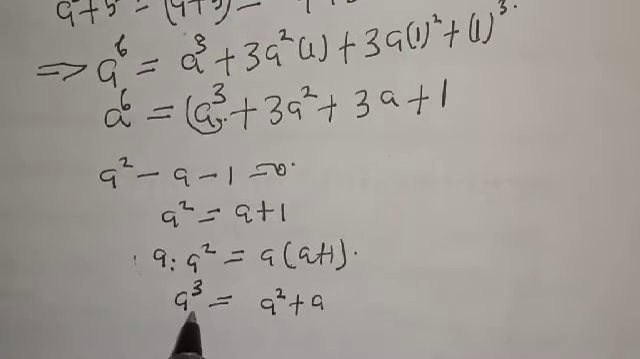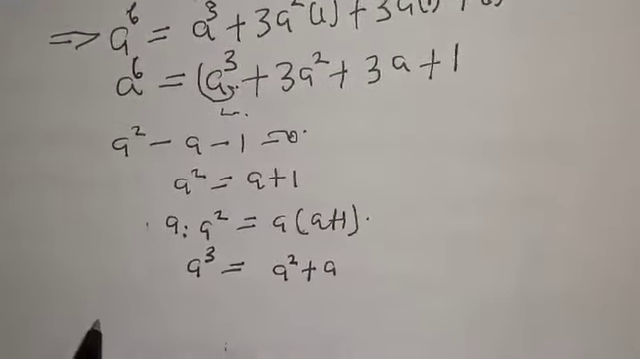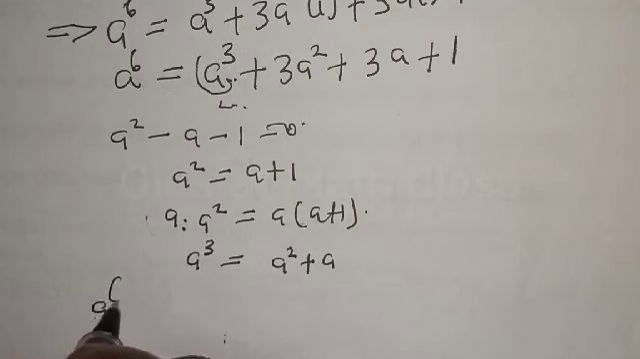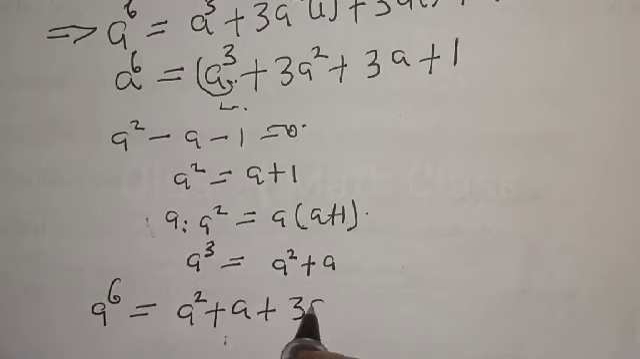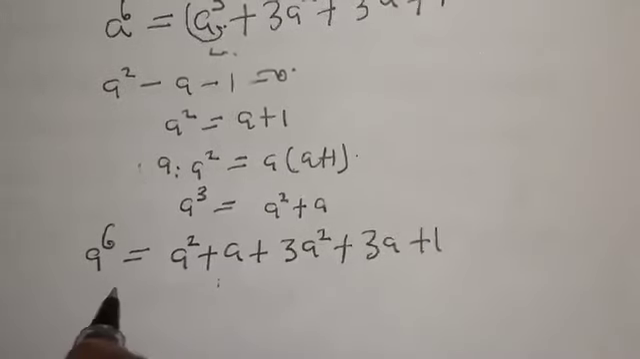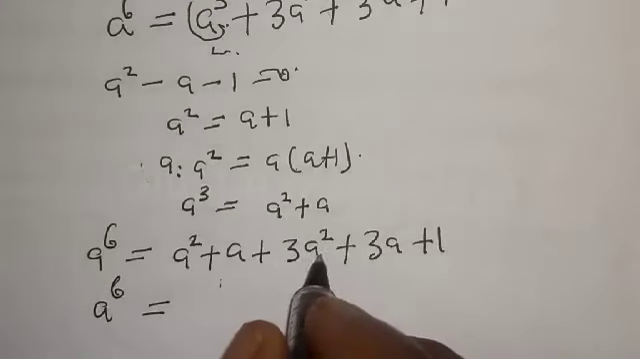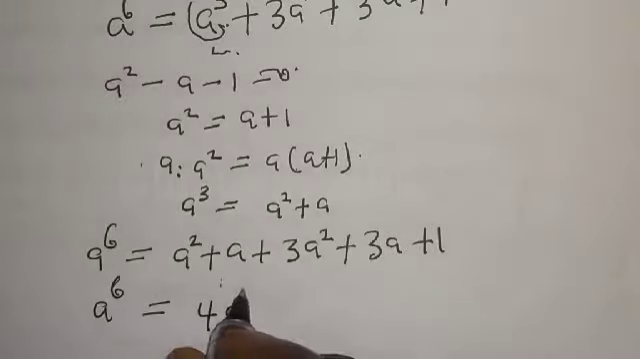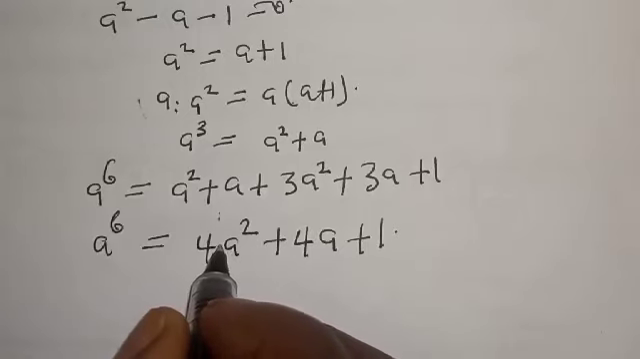Now let's substitute a squared plus a into this. This implies that a raised to power 6 is equal to a squared plus a plus 3a squared plus 3a plus 1. This implies that we have a raised to power 6 to be equal to a squared plus 3a squared, we have 4a squared plus a plus 3a, 4a plus 1. This is a squared. Let's try and manipulate this.